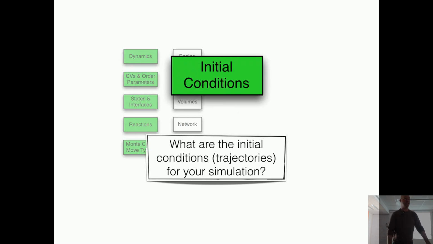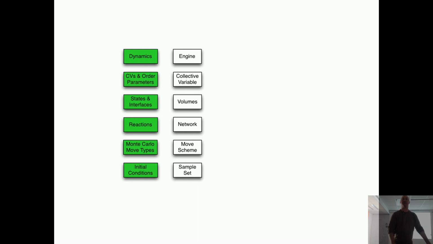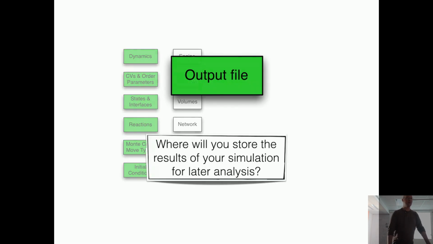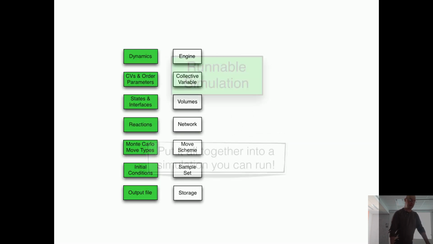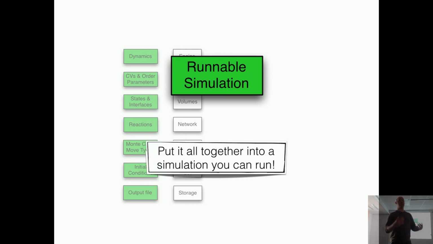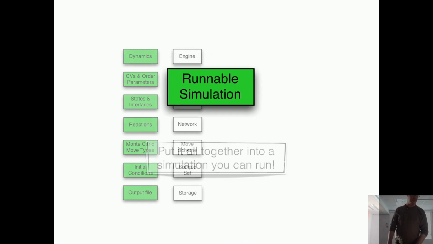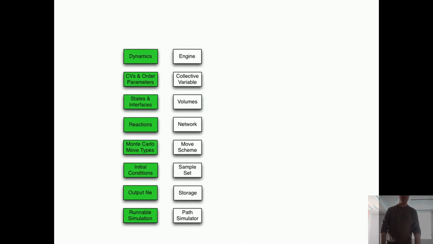You need initial conditions. And so that's in a data object that is called a sample set because it can have more than one set of initial conditions in it. You're going to save your results somewhere, because why would you spend so much time on the computer if you can't analyze it afterward? So we put that in what we call storage, and then you put it all together into the actual simulation that you're going to run. And we call that the path simulator.